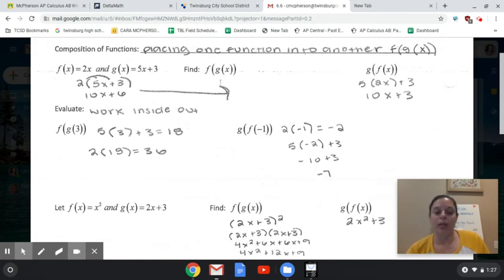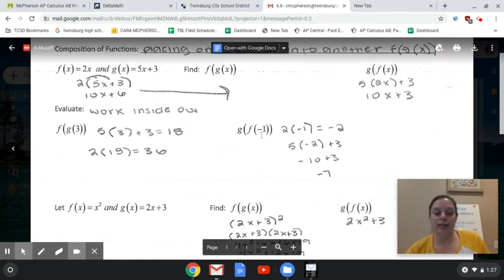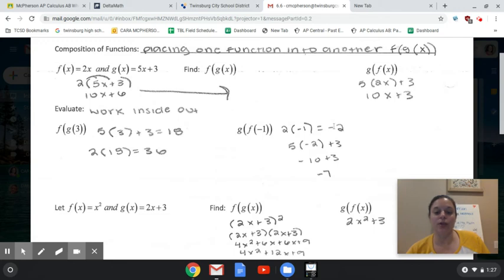Same thing here. You're putting -1 into the f function to get your in between answer. And then you're putting that answer into your g function to get your final answer.